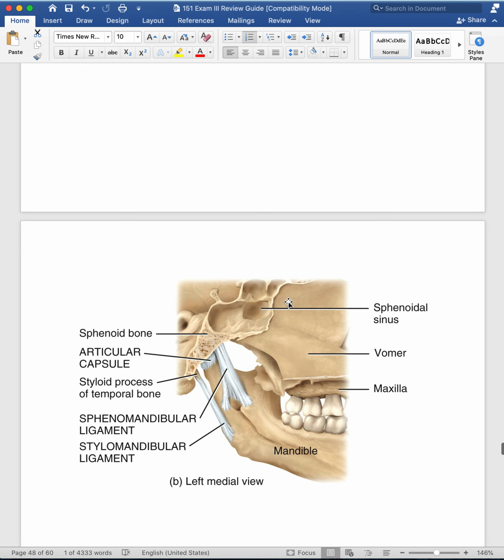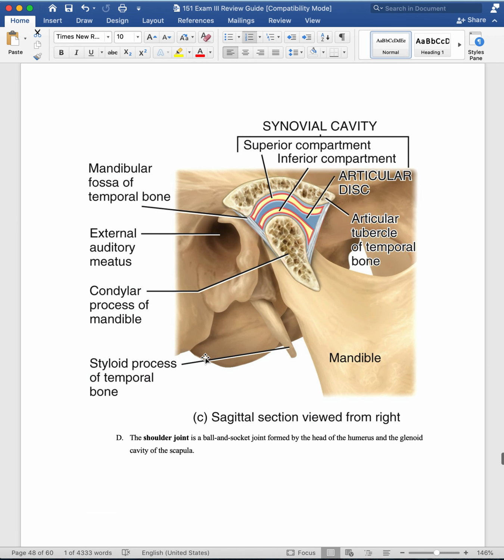I have a couple different angles here for you for the jaw joints. So this is going to be a medial view. Here we have the sphenoid sinus. So we've kind of cut the bone in half and we're looking outward from the inside of the mouth. This is the mandible, and here we have the connection of the stylomandibular ligament. Here we have another stylomandibular ligament, and here we have our articular capsule. So this is just showing you a couple different views. I think we get one more.